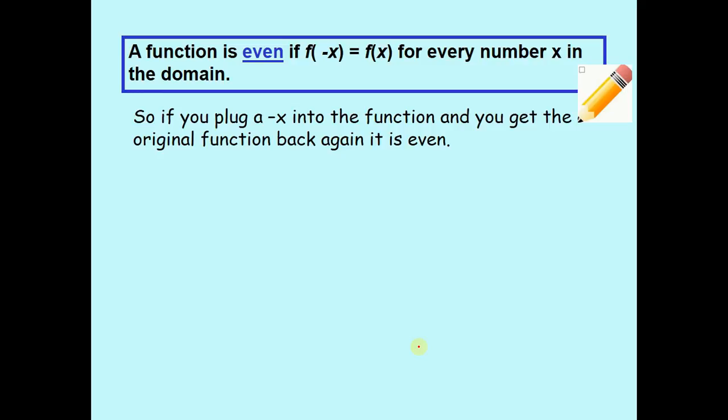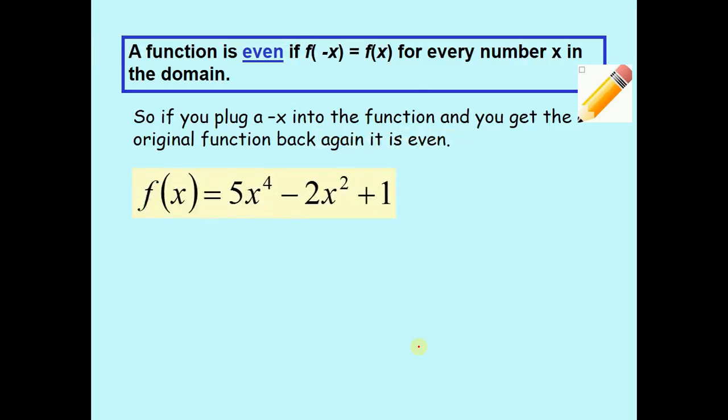Now, let's look at the algebraic way to do this. A function is even if f of negative x equals f of x for every number x in the domain. Now you're probably saying, whoo, Marsh, that's a mouthful. Let me give it to you in actual terms. If you plug a negative x into the function and you get the original function back, no signs changed, that function is what's known as an even function.